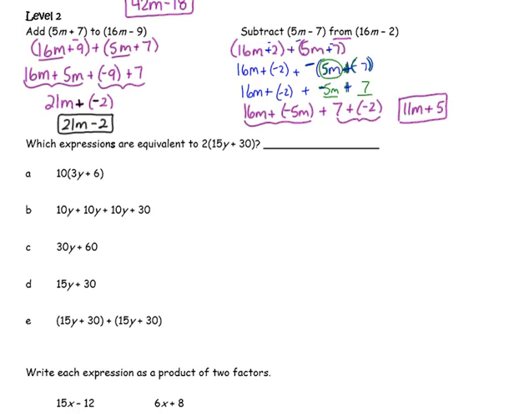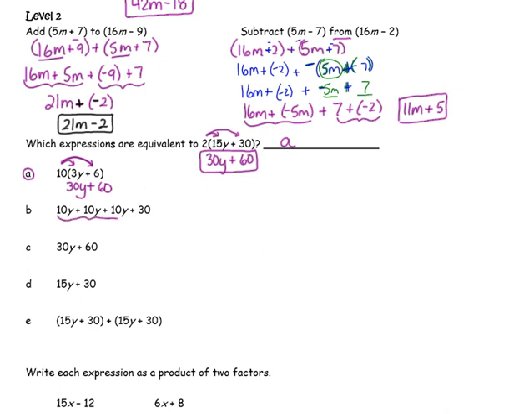Which expressions are equivalent to 2 times the quantity 15y plus 30? Distribute the 2 to both terms. 2 times 15y is 30y. 2 times 30 is 60. So we want any expression that is equivalent to 30y plus 60. When we simplify A, that gives us 10 times 3y is 30y, and 10 times 6 is 60. 30y plus 60 is the same, so A is equivalent.